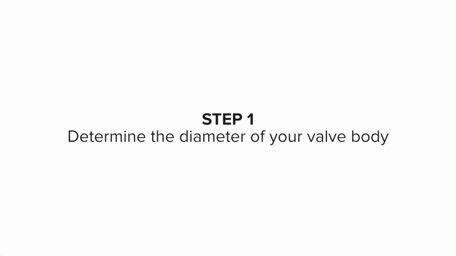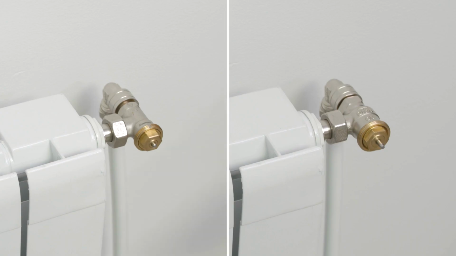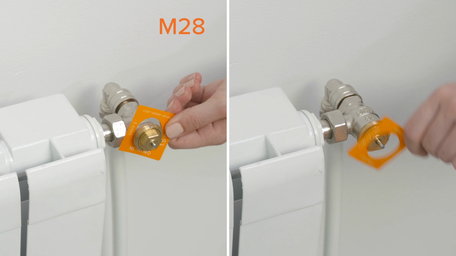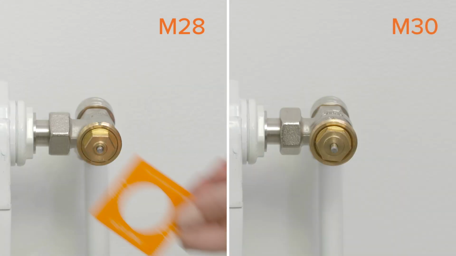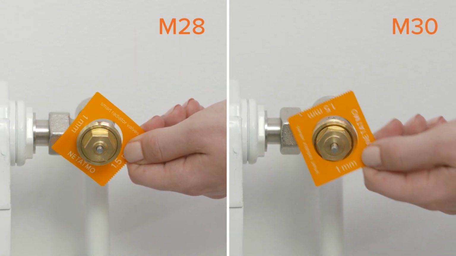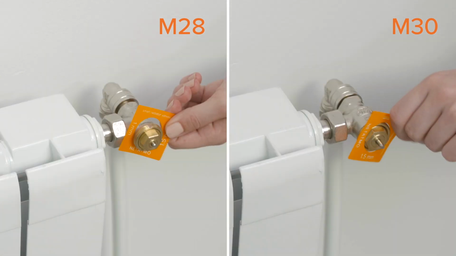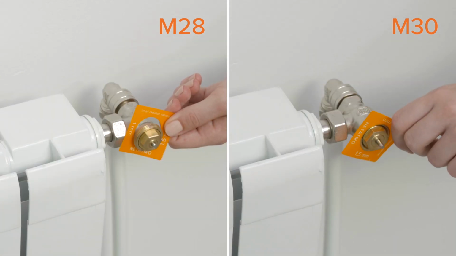Step 1. Determine the diameter of your valve body. Take the template. The diameter of valve body could be either M28 or M30. If the circular section of the template fits over the valve body, it is M28. If not, it is M30.